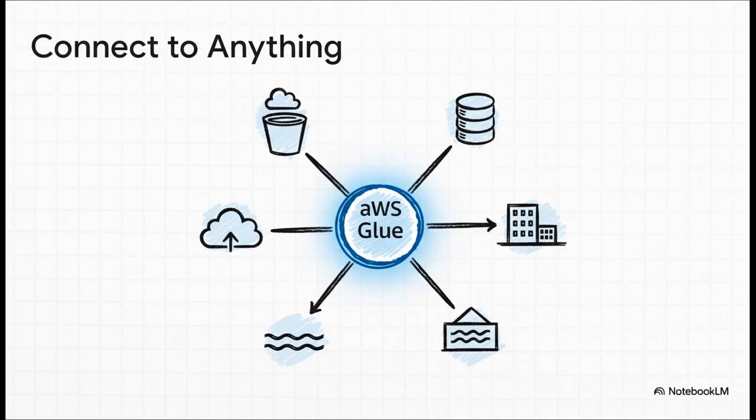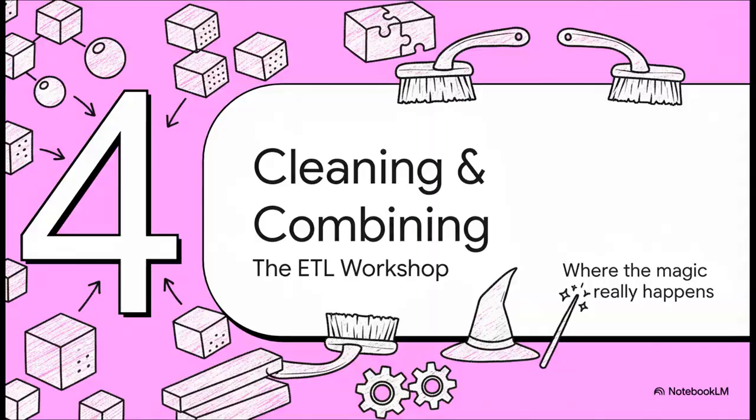These crawlers can connect to pretty much anything you can think of. Cloud storage like S3? Check. Relational databases like PostgreSQL or MySQL? Yep. NoSQL databases like MongoDB? Of course. Data warehouses, streaming sources like Kafka, even SaaS apps like Salesforce. The list goes on. This is our librarian literally checking every single shelf, every nook and cranny of the entire library.